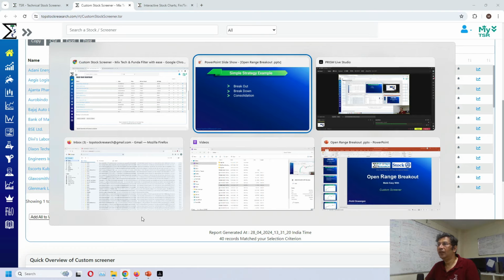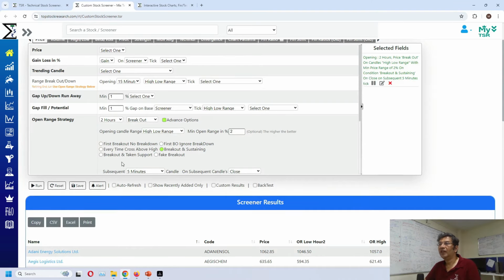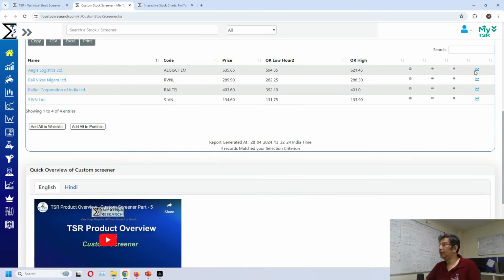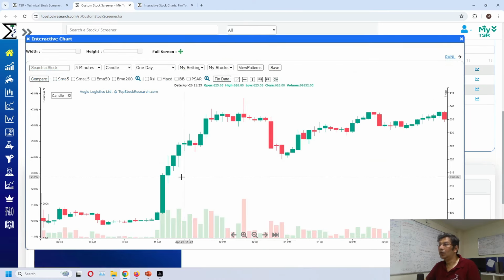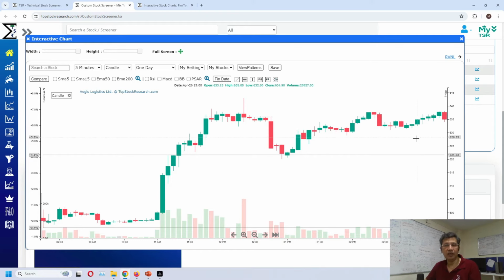Then we have another strategy where it has given breakout and taken support. So when you look at some of the stocks out here, in this case, the 2 hours candle has given a breakout of the 2 hours candle and then it has again taken a support. So this can again be a good strategy.